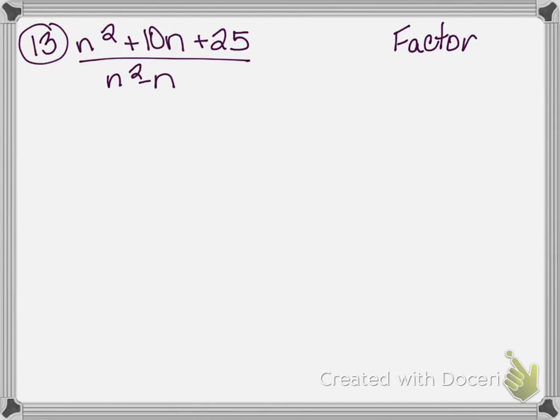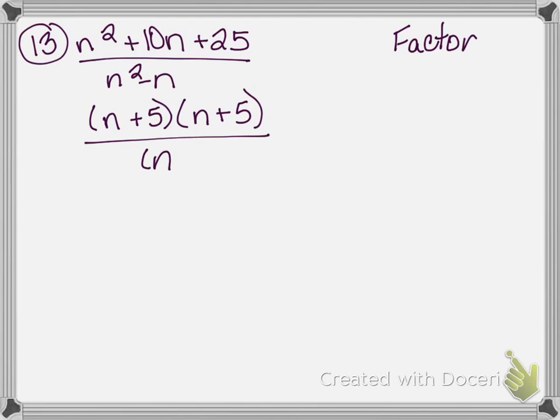So when I factor this, my sum is 10 and my product is 25. So that factors to n plus 5 and n plus 5. In the bottom, I don't think I wrote the whole problem down. In the bottom, I'm left with n minus 1.